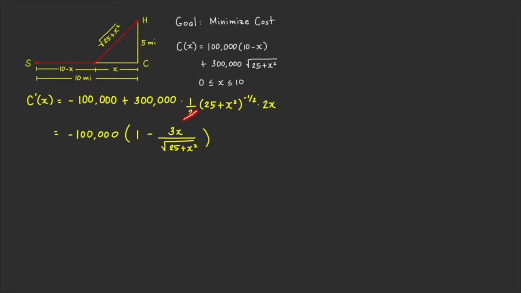And we can cancel here the 2 and this 2, and we can factor out the negative 100,000. Again, the goal here is to easily find the critical numbers later. So we factor out the negative 100,000 and we get here positive 1 and then minus 3x over, this is written in radical form, the square root of 25 plus x squared. Now, this C prime of x, because of course the denominator will never be equal to 0 because x squared is always greater than or equal to 0.